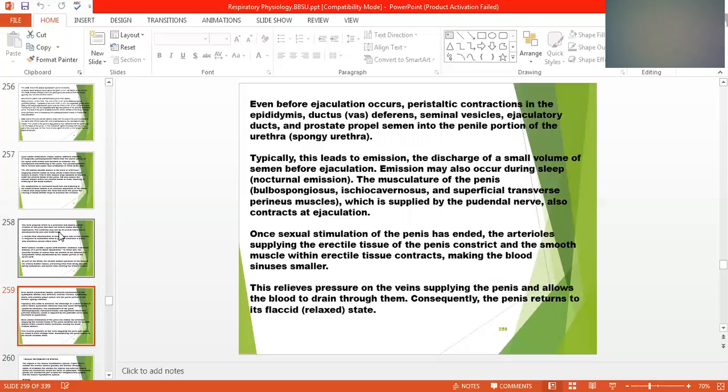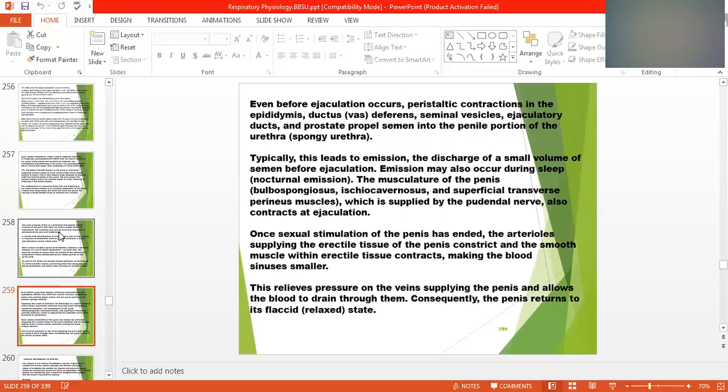Even before ejaculation occurs, peristaltic contraction in the epididymis, ductus vas deferens, seminal vesicles, ejaculatory duct, and prostate propel semen into the penile portion of the urethra, the spongy urethra.